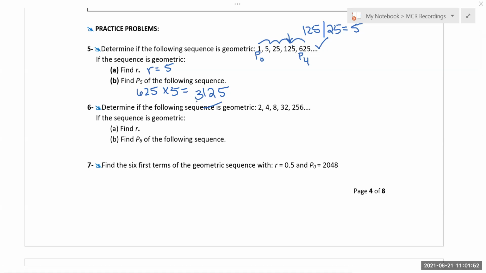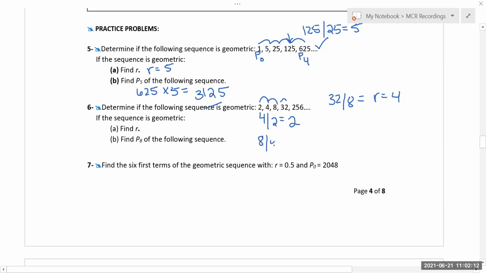So then I'm going to go on to question 6. Determine if it's geometric. So I'm going to do 32 divided by 8, which gives me an R of 4. 2 times 4 is not 4. 4 divided by 2 is 2. 8 divided by 4 is 2. Then we went to 4. So this is not geometric. So you would not continue. So make sure that it's consistent the entire way through.